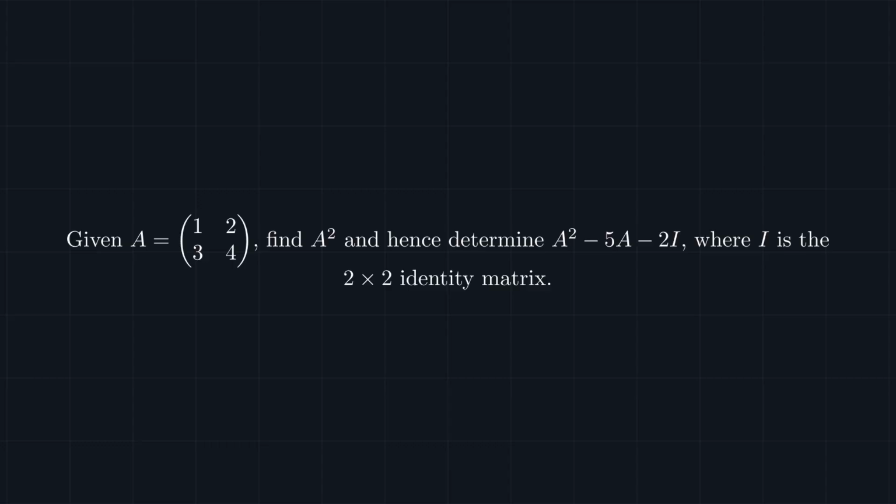Given A equals the matrix with rows (1, 2) and (3, 4), find A squared and hence determine A squared minus 5A minus 2I, where I is the 2 times 2 identity matrix.